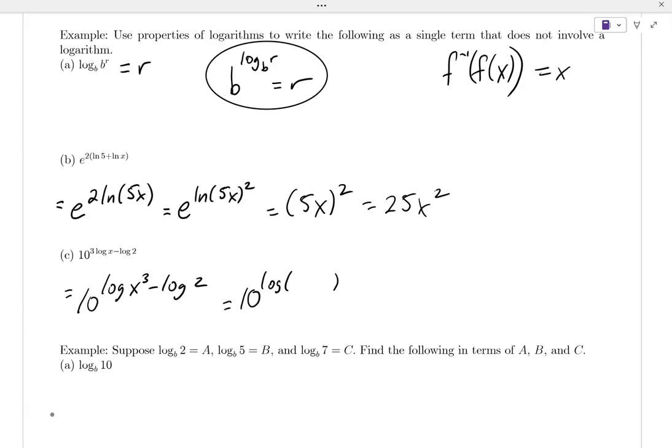What will you get next? Good. X cubed over 2. And now again, log, when it's written with no base, means log base what again? 10. Good. So are these inverses of each other? Yes. So what do we end up with when we're done? X cubed over 2. Good.